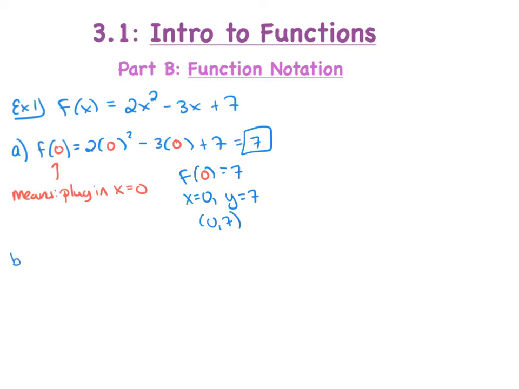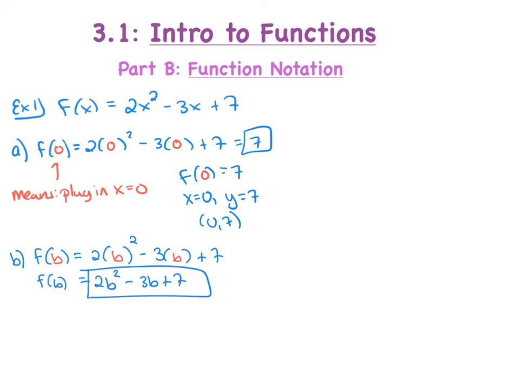So let's do a couple more. Let's do f of b. So again, everywhere I see an x in my formula, 2x squared minus 3x plus 7, I'm just going to put parentheses. And then I'm going to swap out b into all of those parentheses. So there's not much simplifying like in the previous one. This is 2b squared minus 3b plus 7 is my f of b.